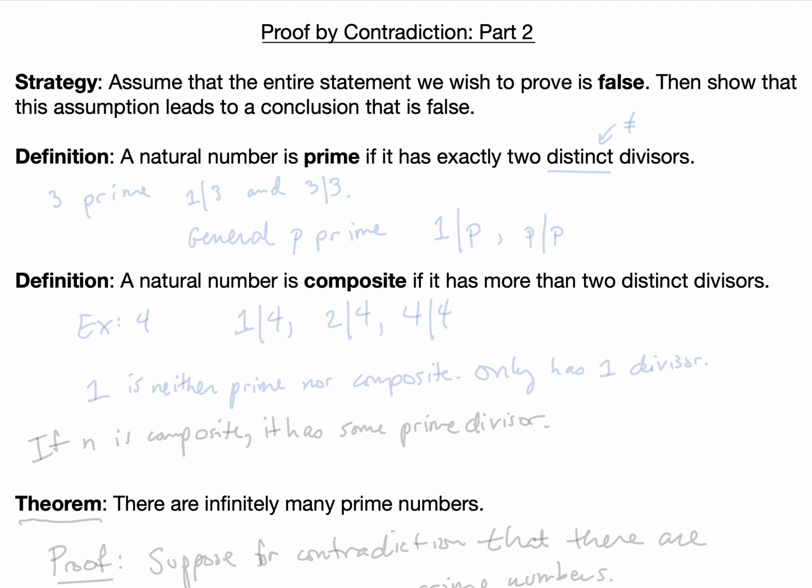This is part 2 of proof by contradiction. So our strategy for proof by contradiction is to assume that the statement we wish to prove is false, and then show that this assumption leads to a conclusion that is false, or a contradiction. So before we start with some proofs, just a definition.